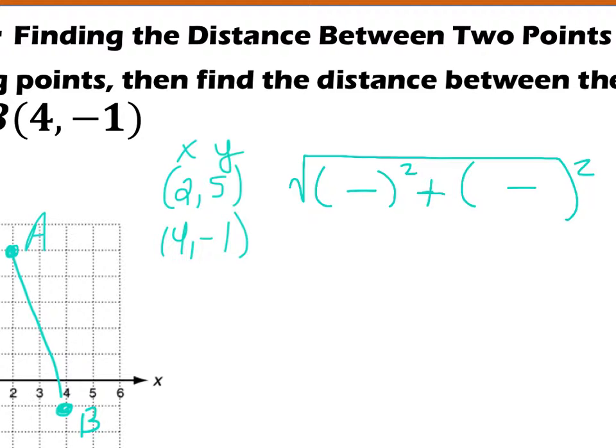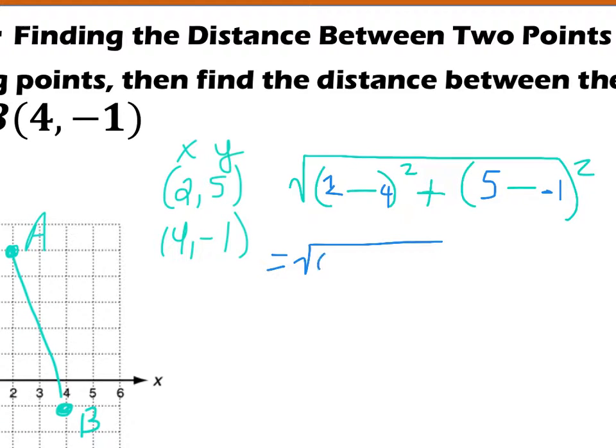So in our first parenthesis, I need my x's. I don't care if you do 2 minus 4 or 4 minus 2. It doesn't matter. Why doesn't it matter? Because what are we going to do at the end? We're going to square it and it becomes positive. So I'm just going to put 2 and 4. And then I do my y's. I have 5 and -1. Doesn't matter what you put where. I'm going to put 5 and then -1. Everybody see that?